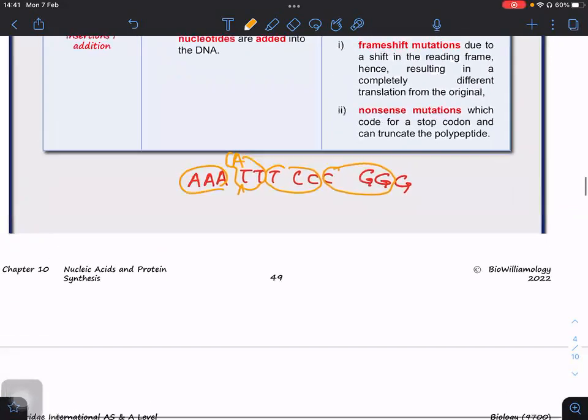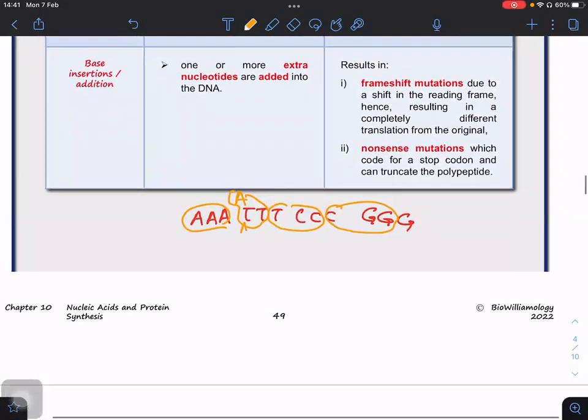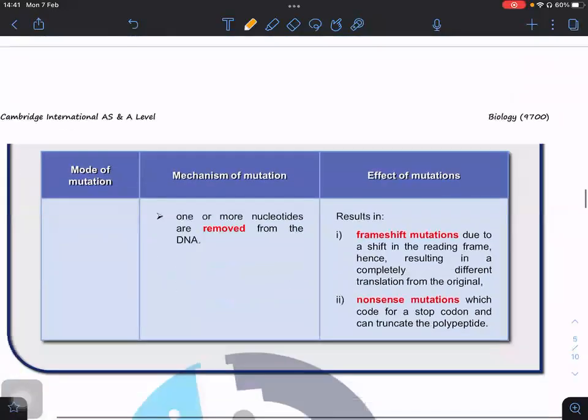Frame shift mutation is actually special to base additions and base deletions, because base substitution won't cause a frame shift. Frame shift can only be caused by base insertions or base deletions. Okay, you look at this. When you remove a base, it causes the same types of results.